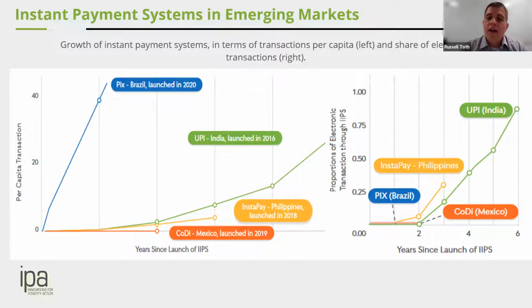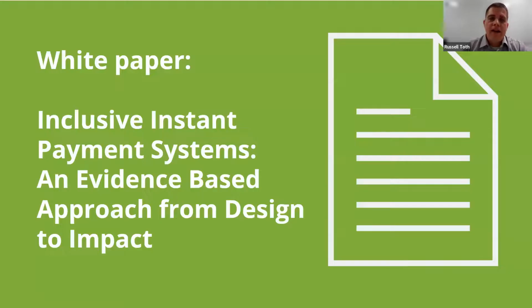And then on the right, we show the fraction of all electronic transactions that are being processed through these fast payment switches. And so you can see in the Philippines, for example, that more than 25% are going through a fast payment switch, and in India, over 75% of electronic payments have been going through the UPI. So these systems are becoming really important in some economies and are launching in others. And so we want to provide more analysis.